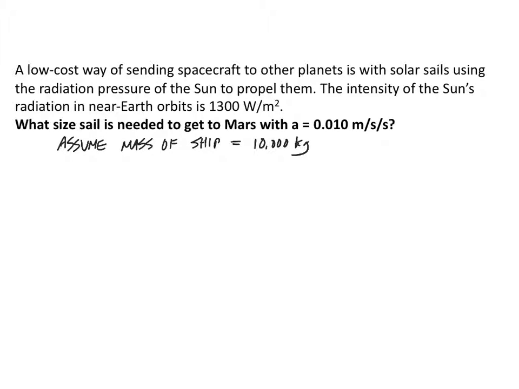Okay. So we know F equals ma, good old Newton, right? We're dealing with the mass of the ship and the acceleration we want to obtain. So F equals ma, yay. Let's figure out what the force has to be. 10 to the fourth kilograms times 0.01 meters per second squared, that's going to be 100 newtons. So all I need to get is 100 newtons of force.